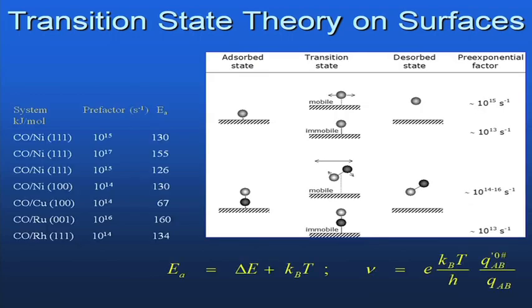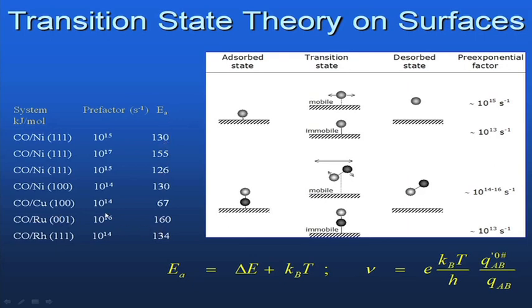So, let us have various systems, where carbon monoxide is adsorbed onto various planes of different metals, that is, one is the 111 plane, or maybe 100, or maybe 001, like that. The table gives the system, the prefactor per second, and the energy of activation in kilojoule per mole.